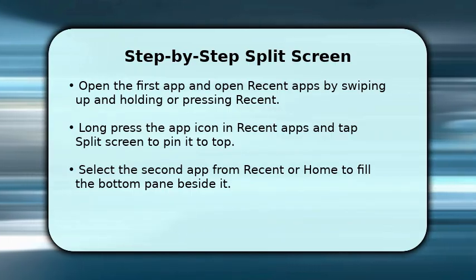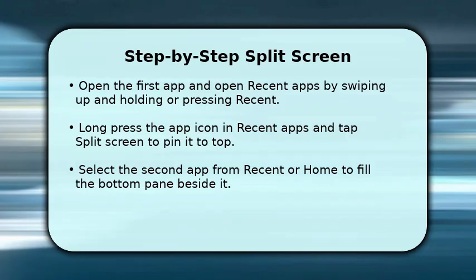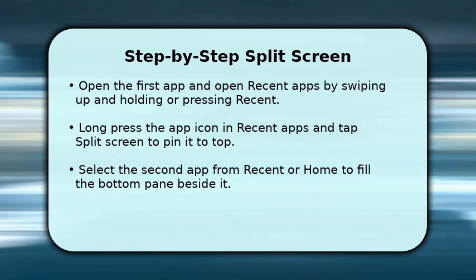Next, pick the second app from Recent, Home, or the app drawer to fill the other pane. Adjust the divider by dragging to resize, and interact with both apps as usual while split screen remains active.